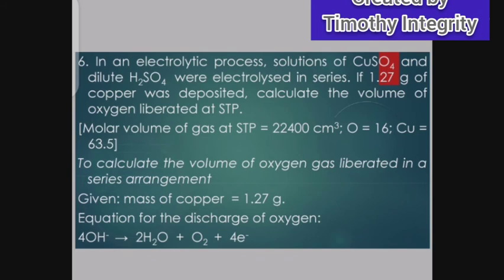Now let's consider the 6th question. In an electrolytic process, solutions of copper(II) tetraoxosulfate(VI) and dilute sulfuric acid were electrolyzed in series. If 1.27 grams of copper was deposited, calculate the volume of oxygen liberated at STP. And we have all the constants given there. So to calculate the volume of oxygen liberated in a series arrangement, given that the mass of copper is 1.27 gram, we have the equation for the discharge of oxygen there.